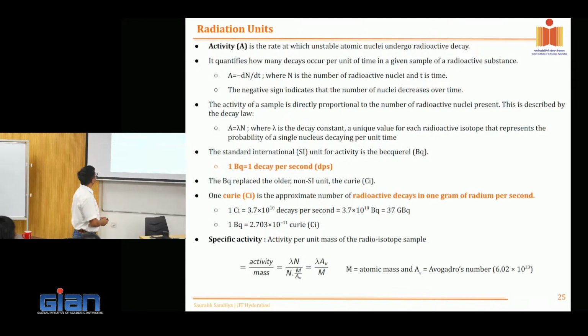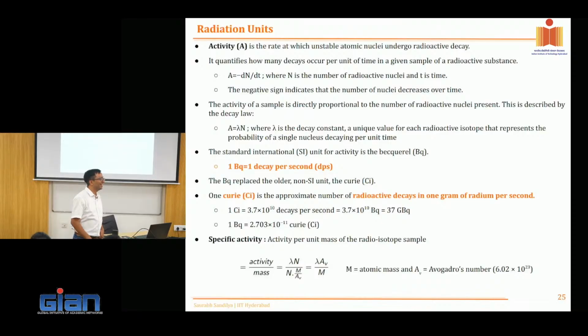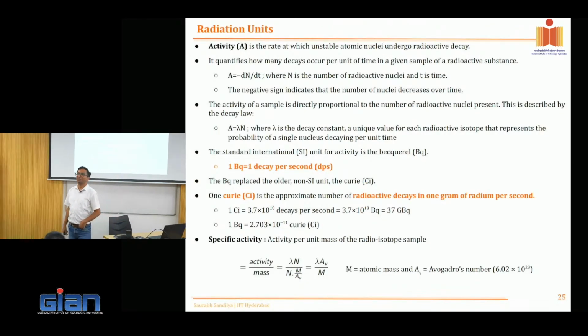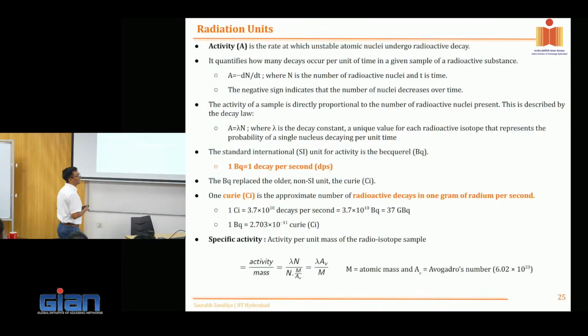So 1 Curie equals how many becquerel? You are reading my slides. You are not listening to my question. I asked the previous one: 1 Curie is how many becquerel? 3.7 into 10 power 10. Okay, 1 becquerel is how many Curie? Reverse it. Now your answer is correct: 2.7 into 10 power minus 11 Curie.